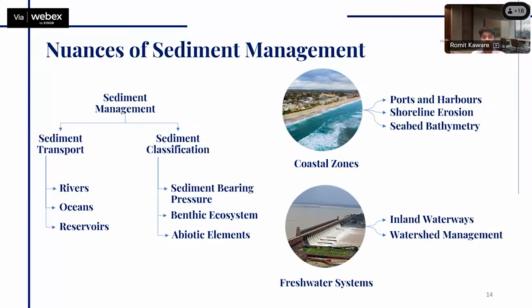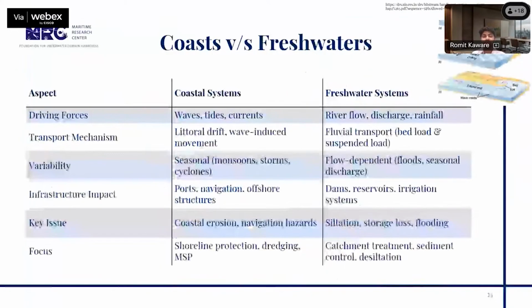Now, why we look differently at the coastal zones and the freshwater systems is because of the differences that lead to the sediment transport and other depositional mechanisms. In the coastal systems, the driving forces of that sediment would be waves, tides, currents, or any kinds of cyclones that might lead to very extensive sediment transport. This leads to a lot of littoral drift, and might affect shoreline erosion. Ports and navigational channels might be affected. So we have to look at sediment management from a totally different perspective, talking about coastal erosion or the navigational challenges there.